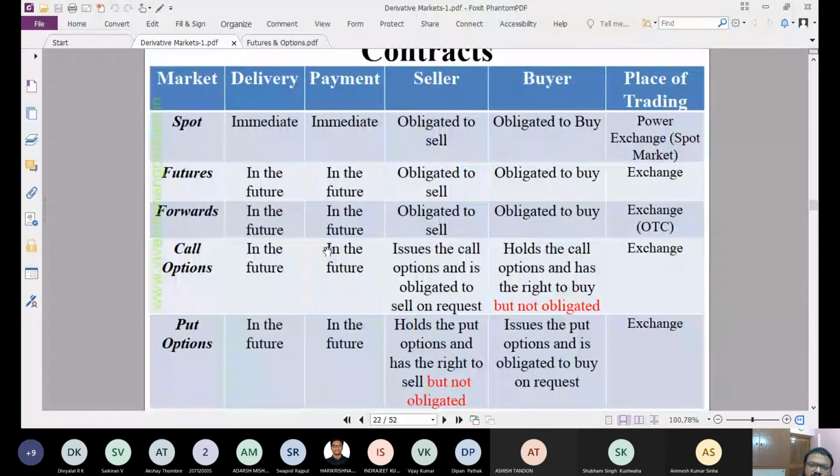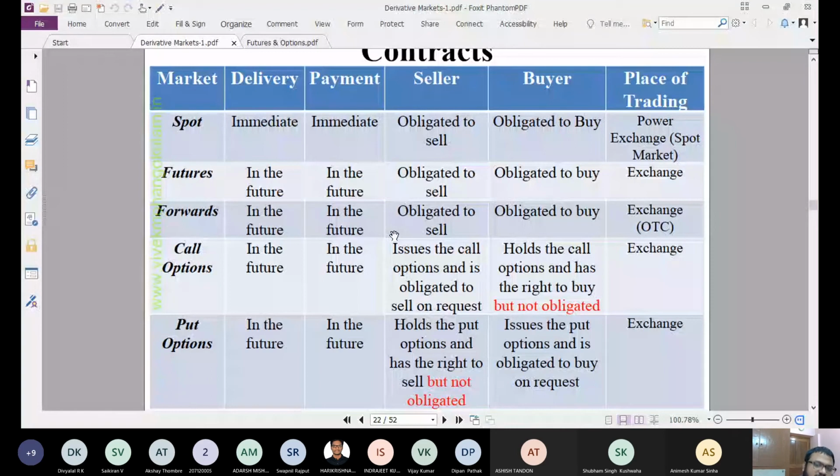Now the differences between futures, forwards and options are shown here. The delivery of the contract is done in the future. In the spot market it is immediate, as you know. Then the payment is done in the future for all of these, at the expiration date, either on the expiration date or after the purchase of the contract.